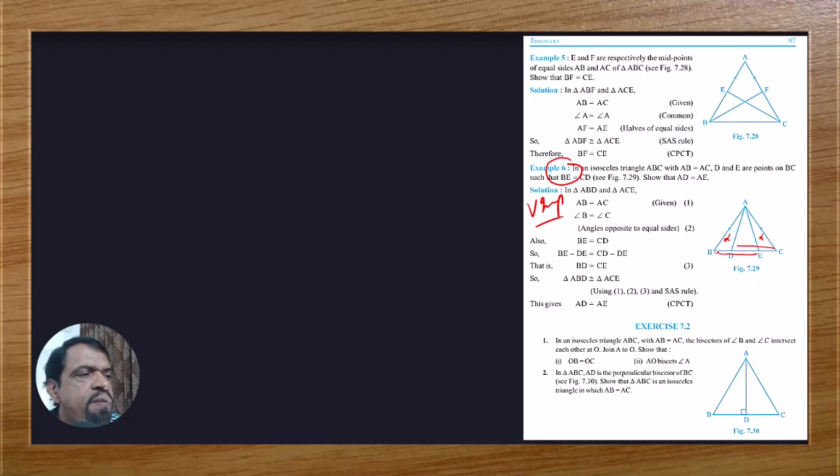So very simple. From these two we will subtract DE. Listen, it is given in short. I am writing here BE equal to CD. So from BE we subtract DE. From CD also we subtract DE. So BE minus DE is BD. And CD minus DE is EC. Therefore BD equal to CE. BD and CE are the parts of these two triangles. So therefore these two triangles are congruent.